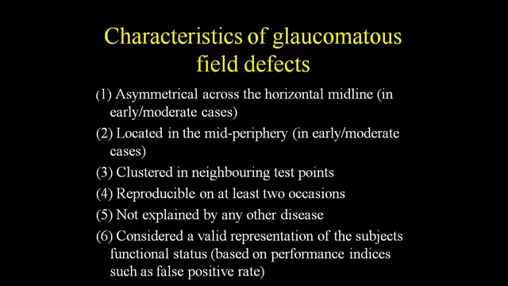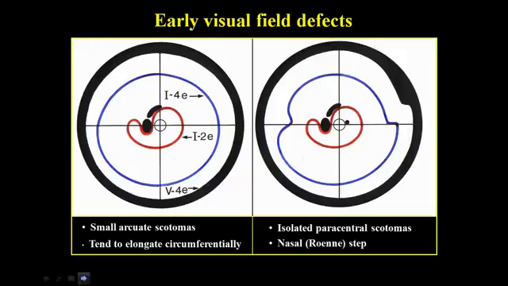And they are clustered in neighboring test points. They are reproducible on at least 2 occasions. They are not explained by any other disease, and they are considered a valid representation of the subject's functional status. So they are based on the performance indices such as false positive rate.